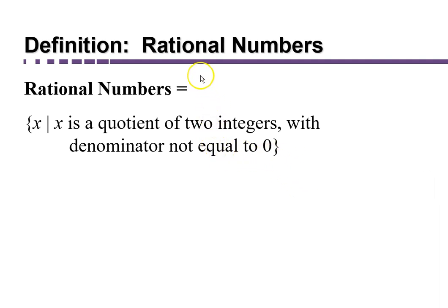Okay. What is, once again, a rational number? And in set builder notation, it's x such that x is a quotient. Remember we said this was a fraction of two integers with the denominator not equal to 0. Now that was one of the definitions.